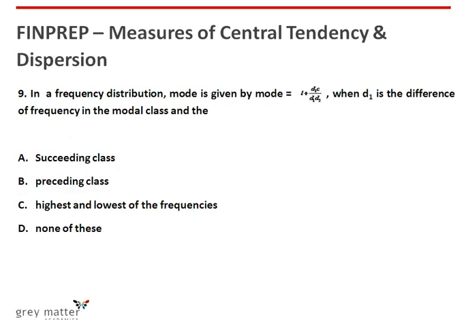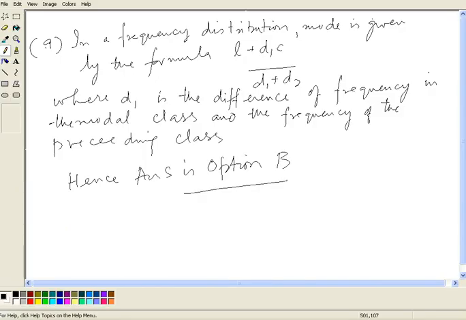Ninth question: in a frequency distribution, mode is given by the formula L plus D1C by D1 plus D2. Please make a correction, it is D1 plus D2. When D1 is the difference of frequency in the modal class, and if you see in our worksheet, the formula for mode in a frequency distribution is L plus D1C by D1 plus D2, where D1 is the difference of frequency in the modal class with the frequency of the preceding class.